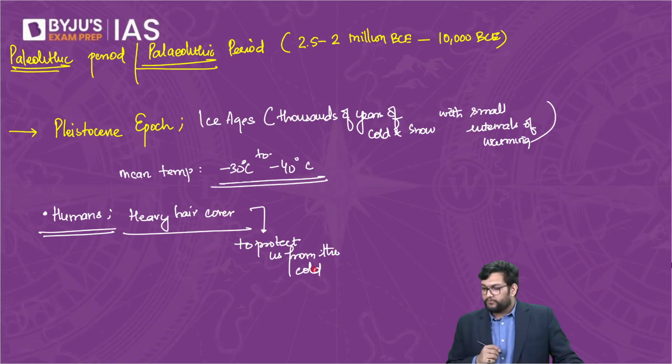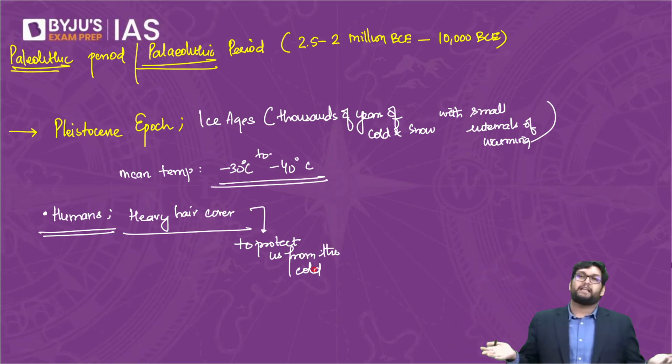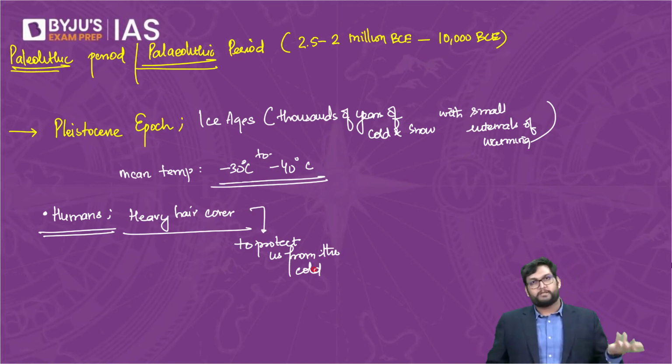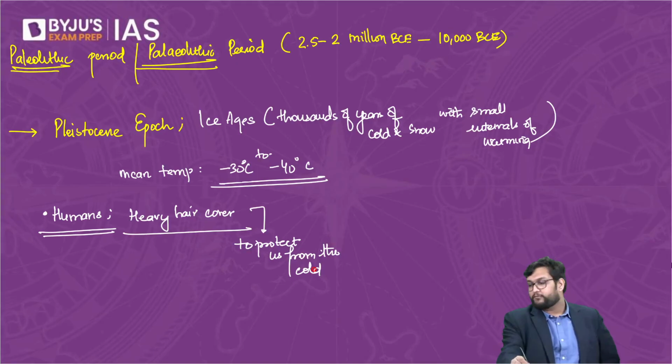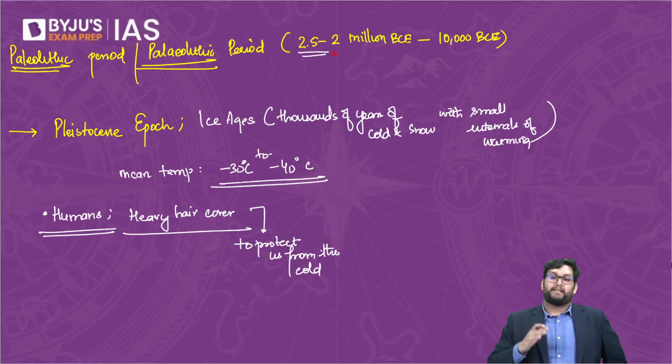Before the ice ages we did have hair, but throughout the ice ages that is the case. Australopithecus was also in the ice ages, to protect us from the cold. This is around which year? 2.5 to 2 million BCE. If you want an exact date, that is not possible.